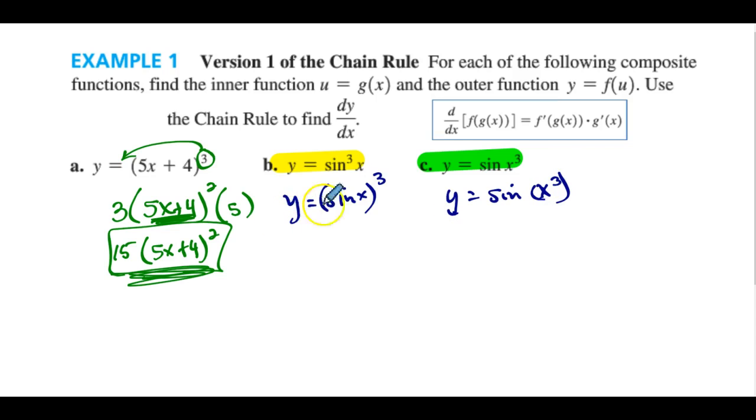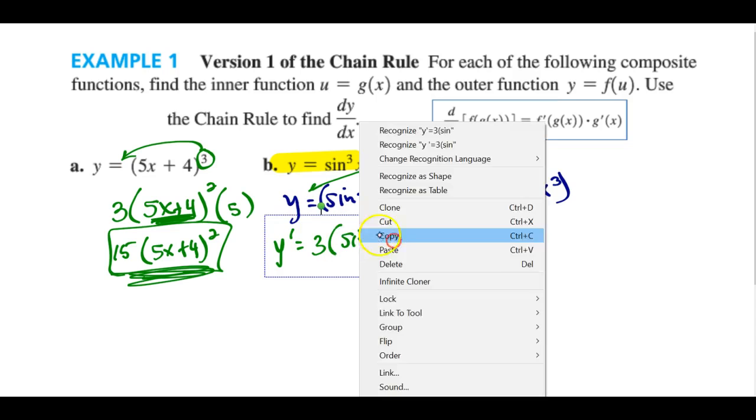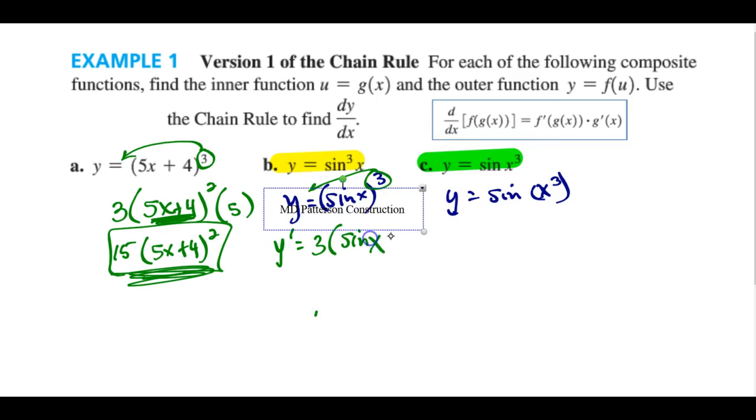So let's start with part B, the derivative of the outside. So y prime is 3. Write down the inside. Don't forget to decrease the exponent by 1, so that becomes 2. And then times the derivative of the inside. Well, the derivative of sine is cosine.